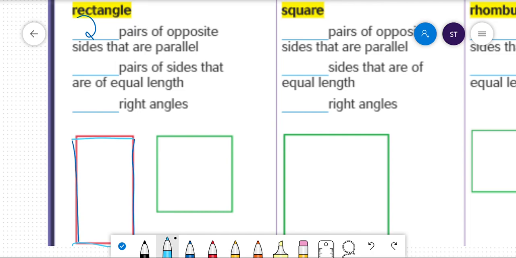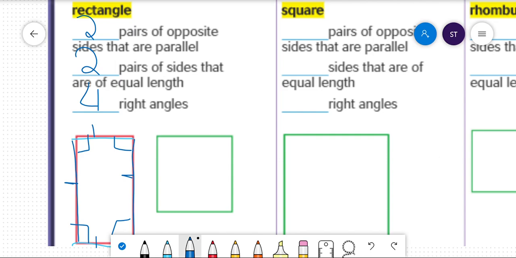In order for a shape to be classified as a rectangle, it also has to have two pairs of sides of equal length. This side and this side are equal, and this side and this side are equal. A rectangle must also have four right angles. Remember, a right angle forms a perfectly square corner, and it measures 90 degrees.